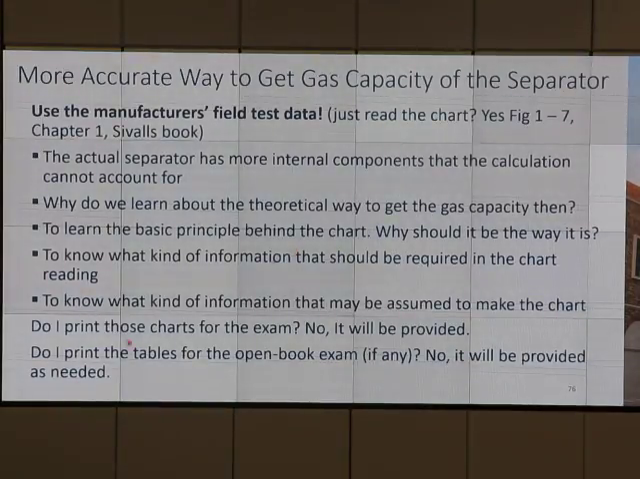Okay. Do I print those charts for the exam? No, it will be provided. Do I print the table for the open book exam? If we have an open book exam ever, okay? No, it will be provided if we have an open book exam.